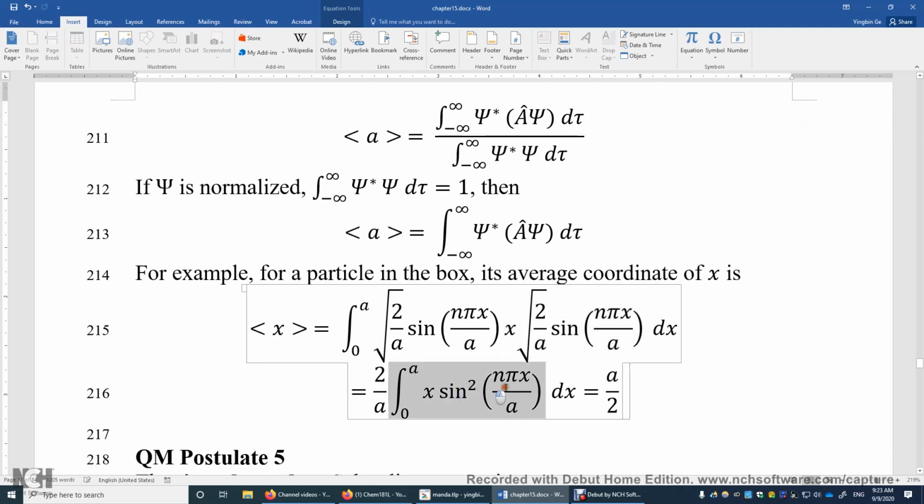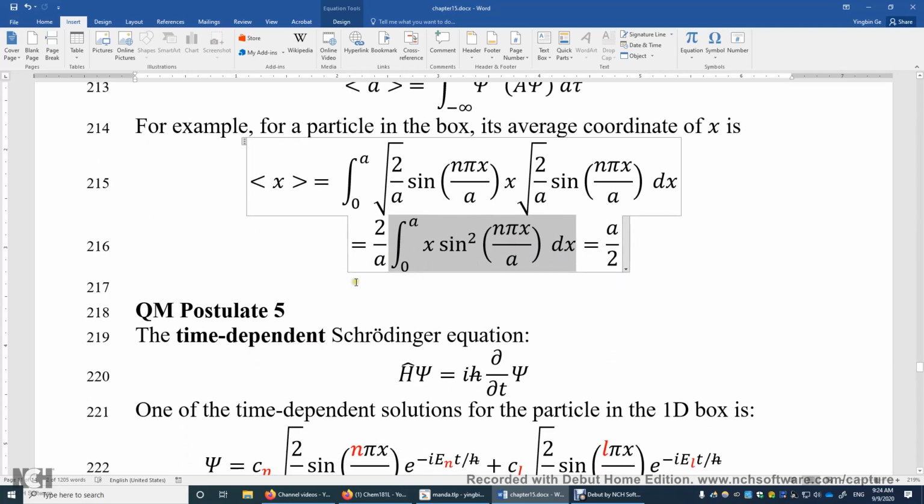So you need to integrate this function. I know it's complicated, but without doing anything, we understand the wave function is symmetrical on the left of 1/2 of a versus on the right side of 1/2 of a. So without doing any calculation, we guess the average value is going to be just 1/2 of a. Also, you can actually evaluate this integral, but in the end, you will get 1/2 of a.